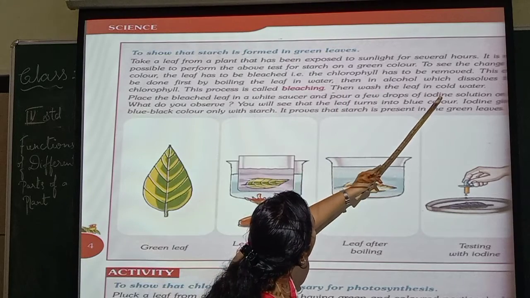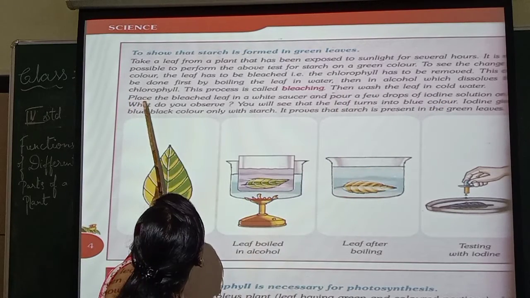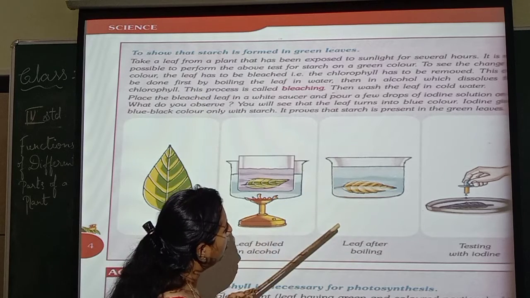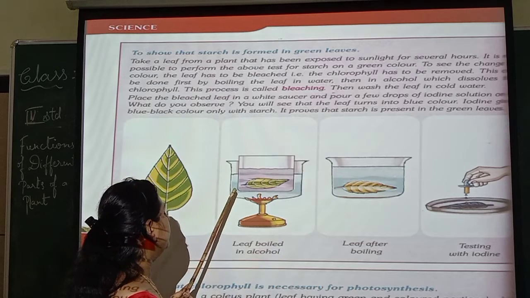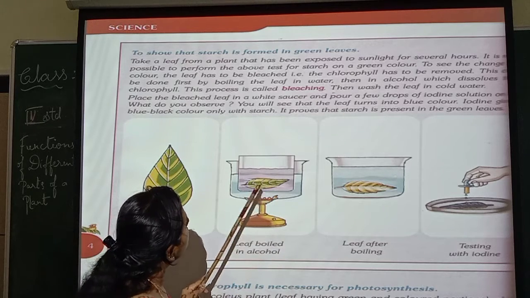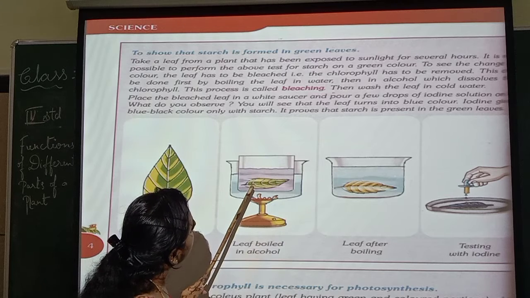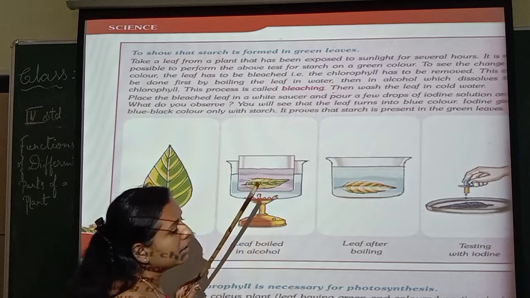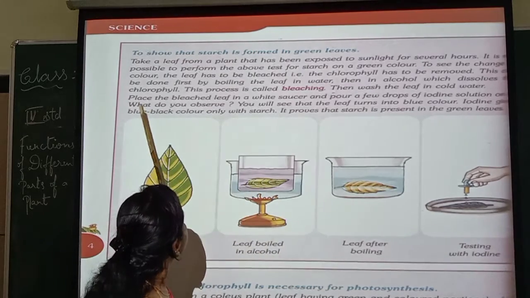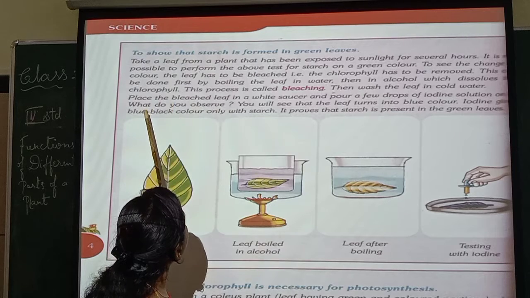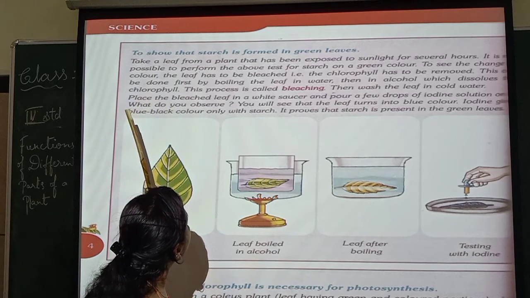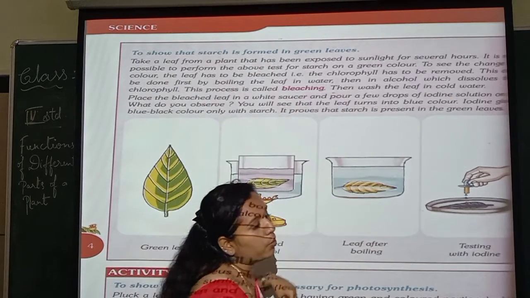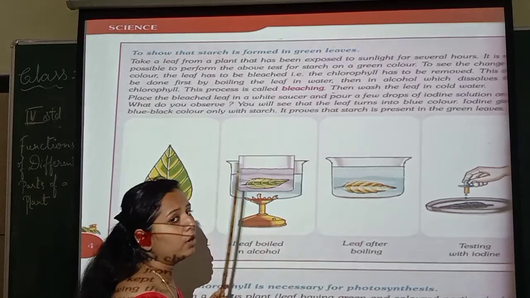Then, put it in alcohol, which dissolves chlorophyll. Afterwards, remove the leaf from the boiling water and boil it in alcohol. After taking it out, you can see that the leaf has been bleached. The chlorophyll is removed from the leaf. This is called bleaching. Then wash the leaf in cold water. Take the leaf out of the alcohol and wash it.